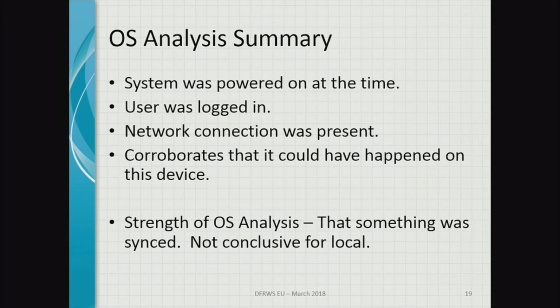So for the OS analysis, what allows you to say is, in this case, the system was powered on at the time, there was a user logged in, there was a network connection present, so it corroborates that it could have happened on that device. But it doesn't give you the same level of confidence that it did happen on the device, because it's still possible that as I'm actively surfing on this device, Mark could be actively surfing on the device over there that's synced to the exact same Chrome account, and it would sync to my computer here. So the fact that I'm logged in corroborates that it could be local activity, but that by itself won't tell you it's local activity. You have to use the application artifacts.